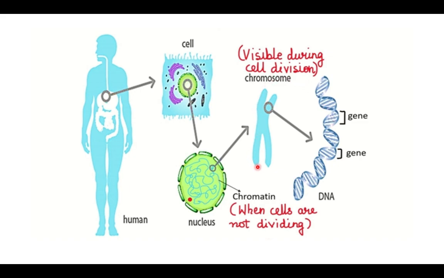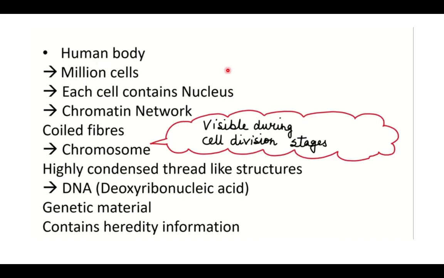So again I am telling you, these chromosomes are visible during cell division and they contain the genes, the genetic material, the information which is carried from one generation to the other, that is, from parent to child. So again the same points are repeated here. The human body is made up of millions of cells. Each cell contains a nucleus and the chromatin network or coiled fibers which are chromosomes, and these chromosomes are visible during the cell division, and are highly condensed thread-like structures.